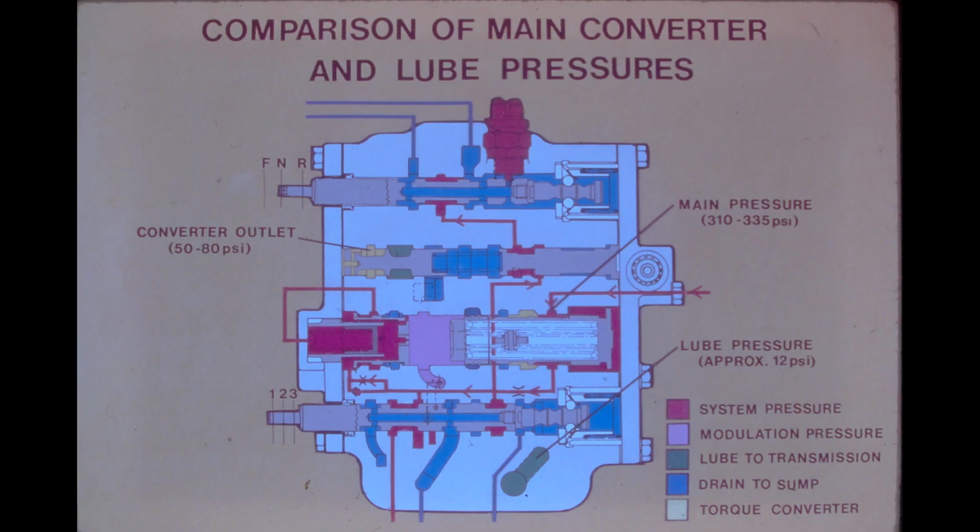This schematic shows the control valve with the transmission in neutral. The location of the test ports is indicated. Main pressure should be between 310 and 335 psi. Low main pressure will often be accompanied by low converter and low lube pressures.